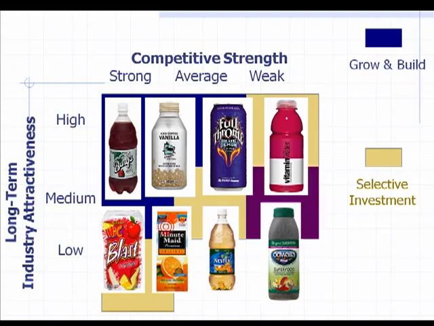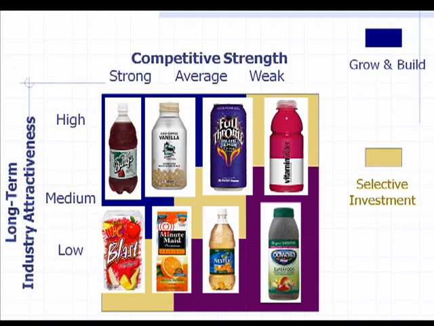And then the products that fall in the cells that are not in such good shape, they may be dogs in the BCG matrix setting. In this setting, they're products with either low competitive strength or products that have medium strength but are in a pretty low industry attractiveness mode. And for those products, we prescribe the strategies of harvest, of which there are 3.